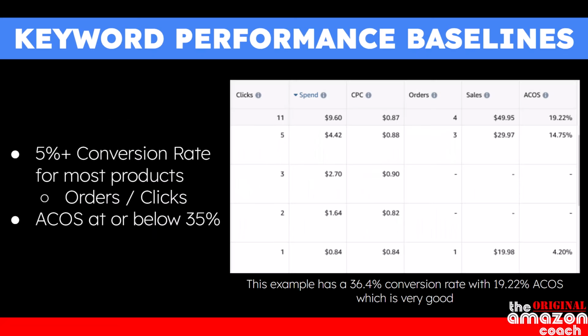A rule I try to keep is if the keyword is getting a conversion rate over 5% and an ACoS below 35%, you want to keep it running on every campaign you can. These types of numbers lead to a high converting listing with a never-ending sustainable product sales process. In short, if it isn't broke, don't try to fix it.